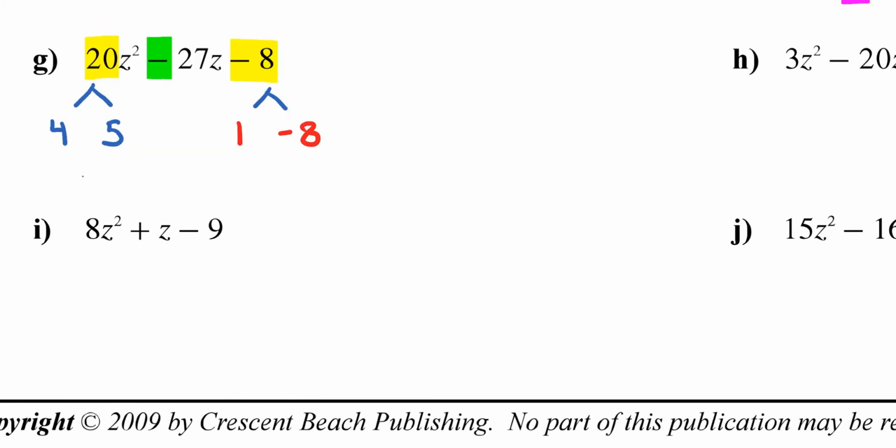All right, let's go ahead and use the smiley face technique. 4 times negative 8 is negative 32, and 5 times 1 is 5. And for sure, negative 32 plus 5 is negative 27. So let's go ahead and jump to the brackets.